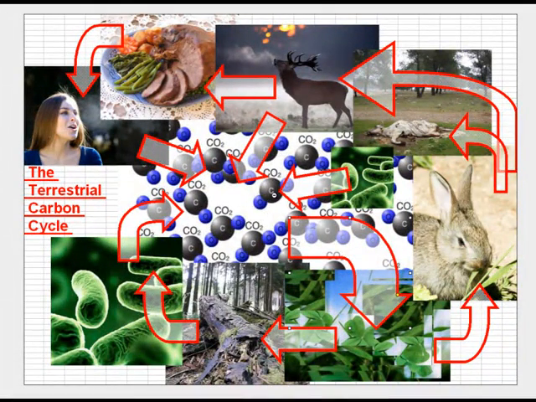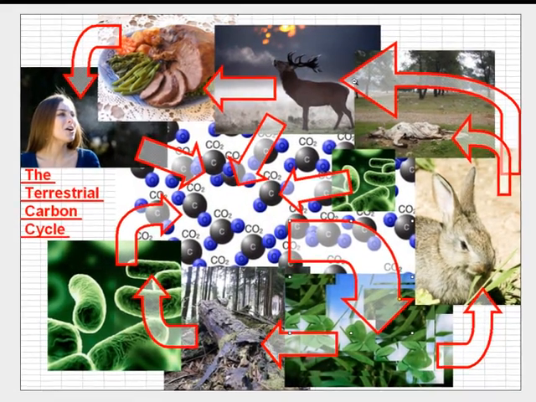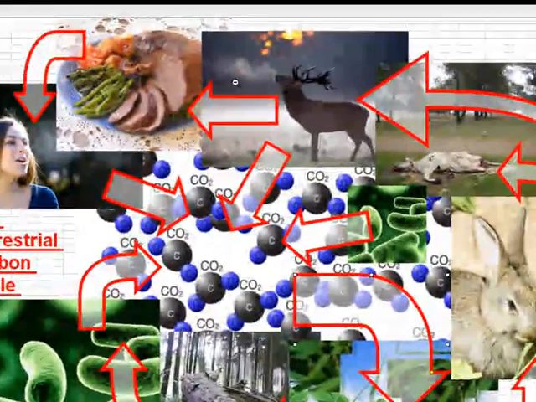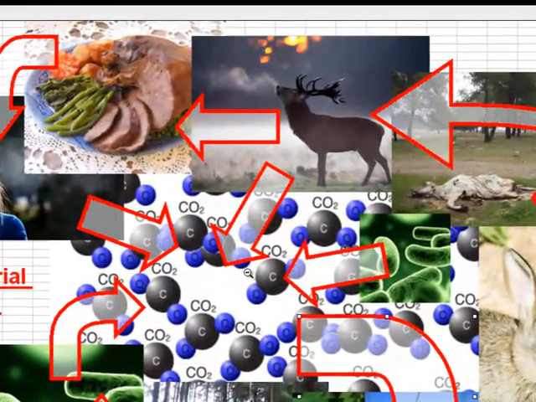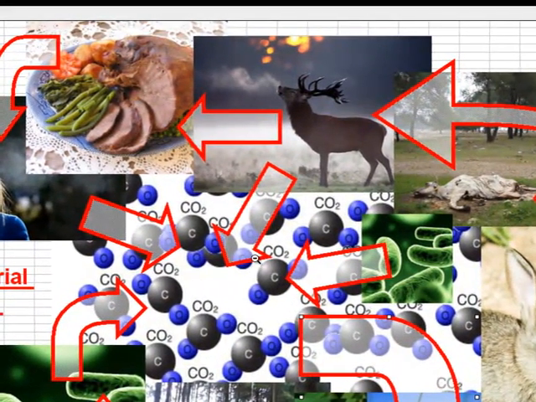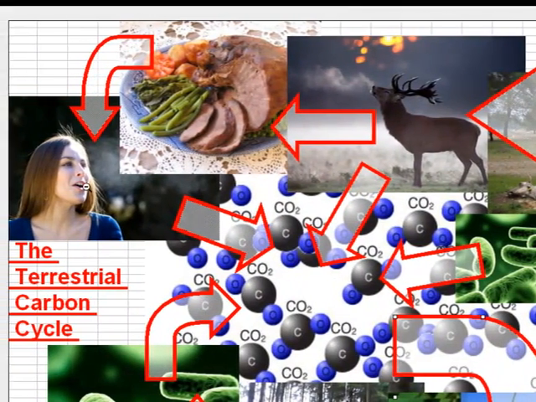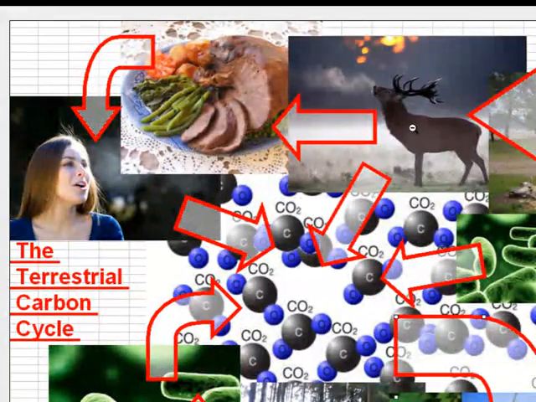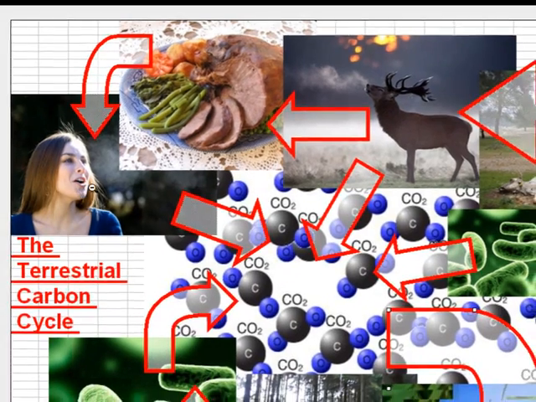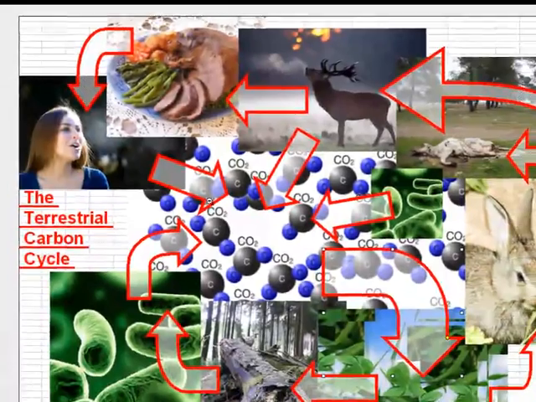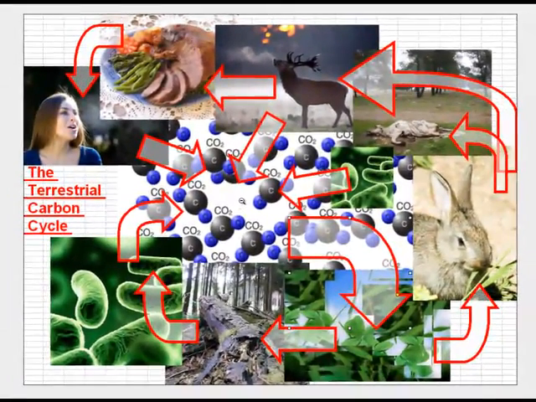Another variation might be the carbon dioxide makes the leaves grow, the leaves are eaten by the animals, and then the animals breathe out carbon dioxide, which goes back into the atmosphere. Or perhaps another variation is that humans eat the animals. Then after we've eaten the animals, we breathe out carbon dioxide back into the atmosphere again.